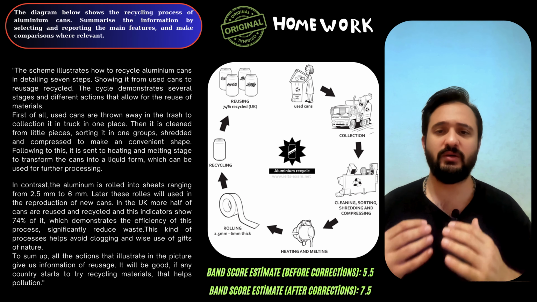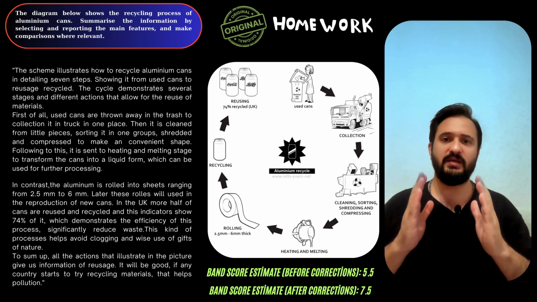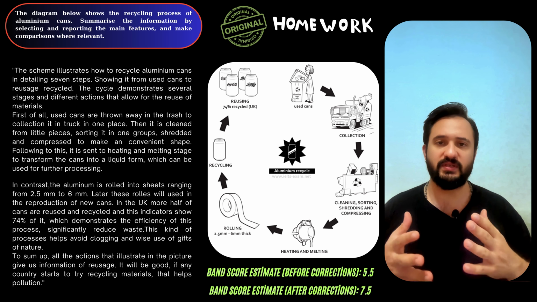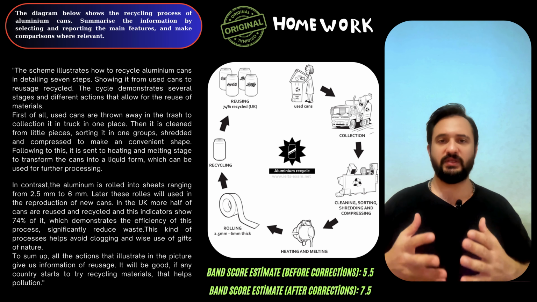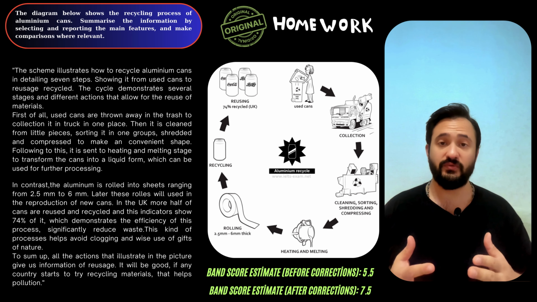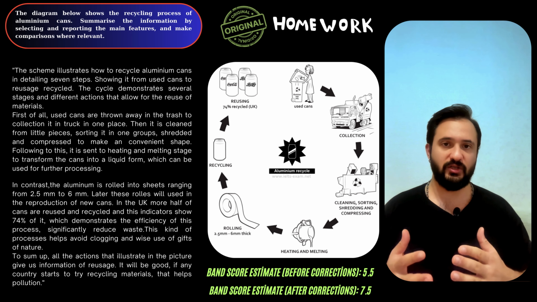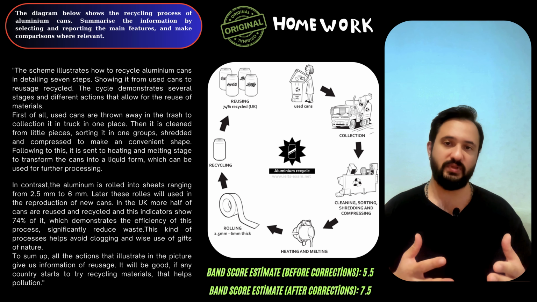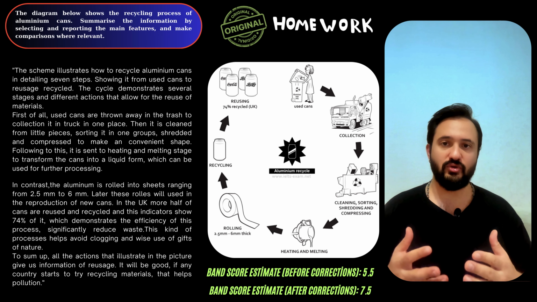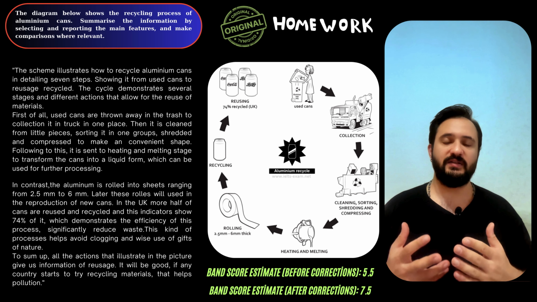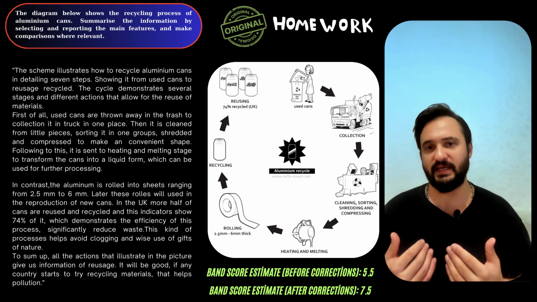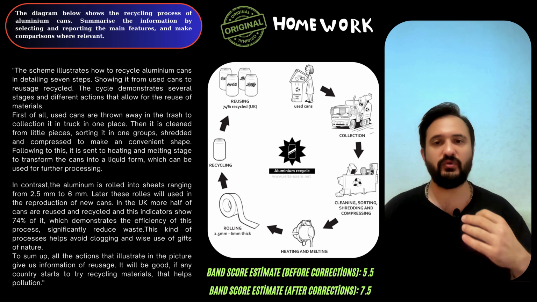The scheme illustrates how to recycle aluminum cans in detailing 7 steps, showing it from used cans to reusage recycled. The cycle demonstrates several stages and different actions that allow for the reuse of materials. First of all, used cans are thrown away in the trash to collection it in trunk in one place. Then it's cleaned from little pieces and sorting it in one group, shredded and compressed to make a convenient shape. Following to this, it's sent to heating and melting stage to transform the cans into a liquid form, which can be used for further processing.